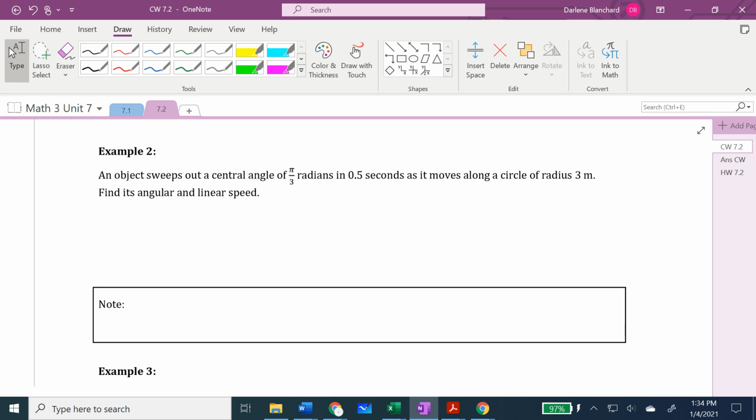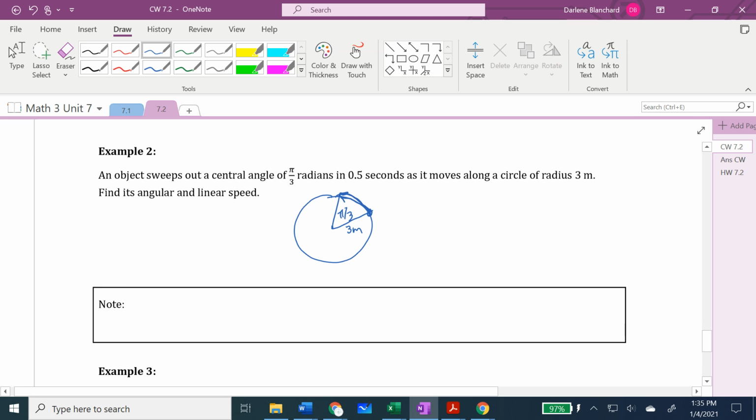An object sweeps out a central angle of pi over 3 radians. So basically, what that is saying is you are turning a pi over 3 angular amount. And the radius of that circle is 3 meters. Now, if you think about it, the angular speed is actually, we have 10 minutes left.